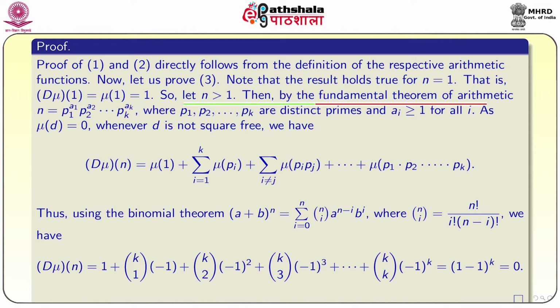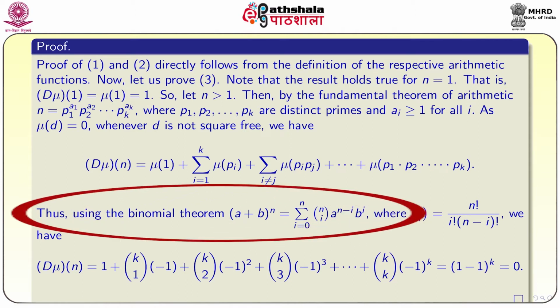Now let n be greater than 1. By the fundamental theorem of arithmetic, n can be expressed as p1 power a1 into p2 power a2 and so on up to pk power ak, where p1, p2 and so on up to pk are distinct primes and ai is greater than or equal to 1 for all i. As mu of d is equal to 0 whenever d is not square free, we have that D mu of n is equal to mu of 1 plus mu of pi plus mu of pi pj and so on, up to mu of p1 p2 up to pk. The remaining terms are automatically 0, because the Mobius function is 0 whenever the argument is not square free.